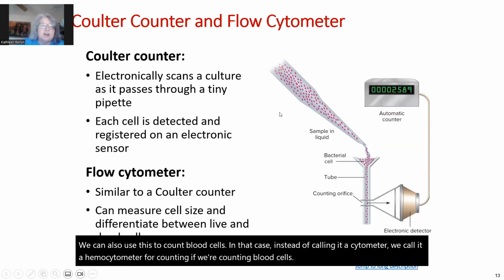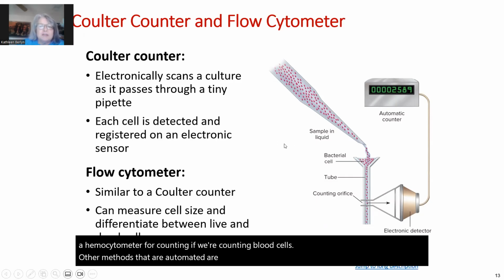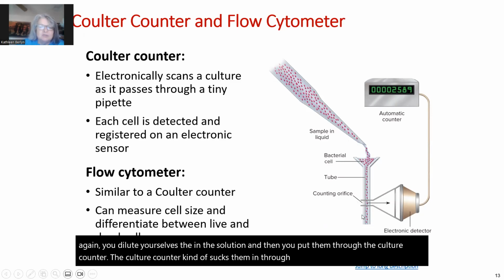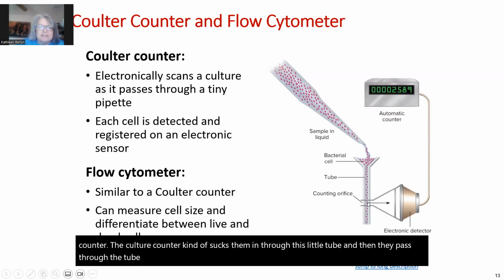Other methods that are automated are things like using a culture counter. So with a culture counter, you dilute your cells in a solution, and then you put them through the culture counter. The culture counter sucks them in through a little tube, and as they pass through the tube, there's a detector that can detect as density changes, the electric current changes as they pass through, and it will count the cells that way.